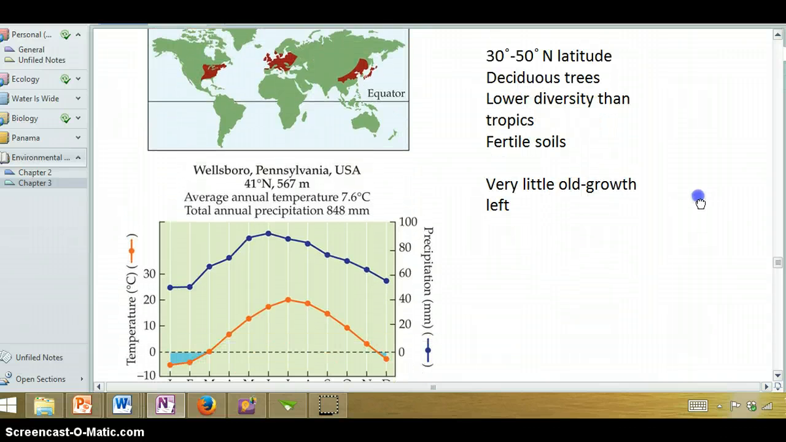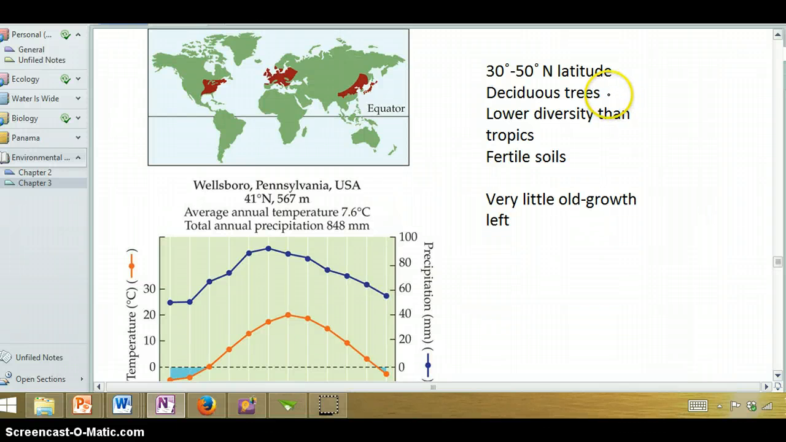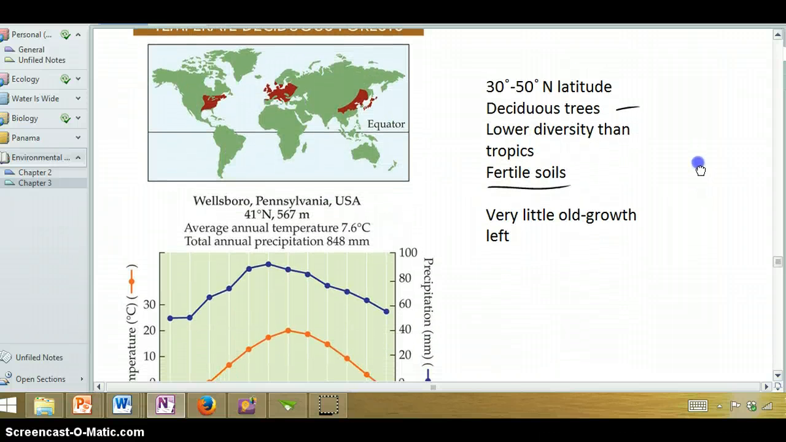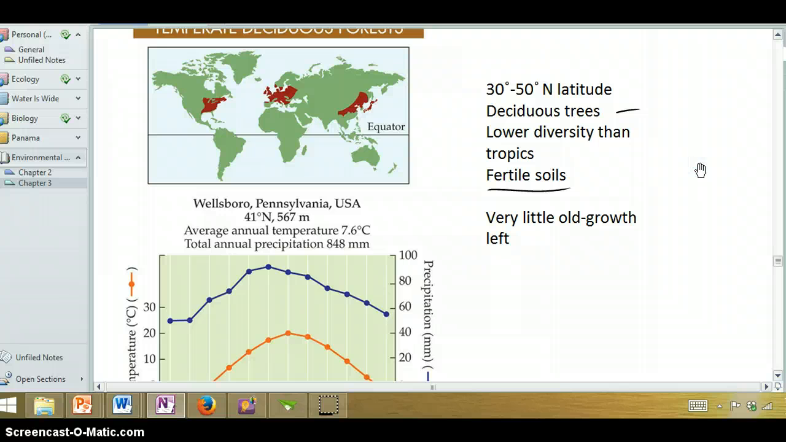Because of that seasonality and temperature, you often have a lot of deciduous trees. They tend to have lower diversity than the tropics, although there are a few organisms where there are exceptions to that. And all those trees and those leaves falling down in the fall helps to create some relatively fertile soils. These are areas that, when you look on the map of human impact, have been quite agreeable to humans living in them over time. And so a lot of these forests have been removed and there's very little old growth or original forest left.